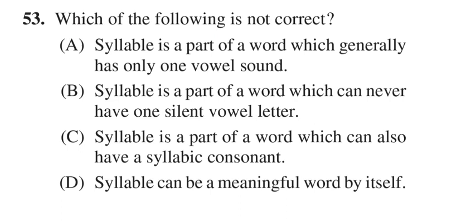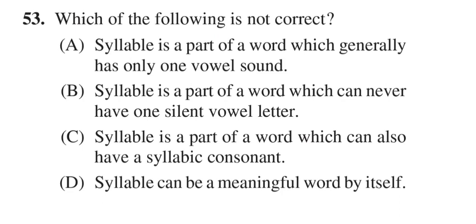Number 53, it is the B. Number 53 says, which of the following is not correct? Syllable is a part of a word which generally has only one vowel sound. Syllable is a part of a word which can never have one silent vowel letter. Syllable is a part of a word which can also have a syllabic consonant. Syllable can be a meaningful word by itself.